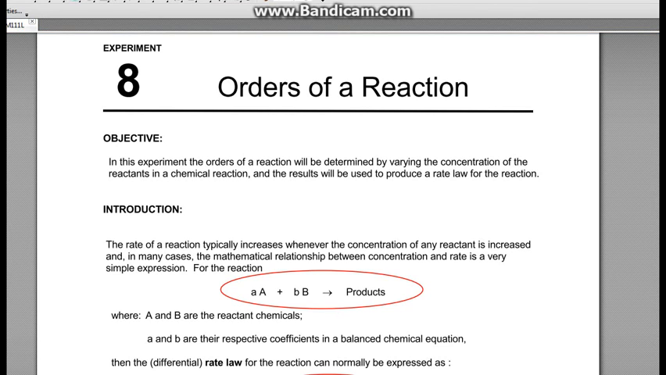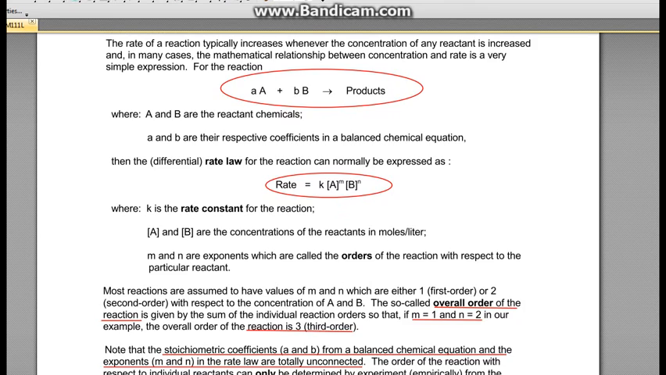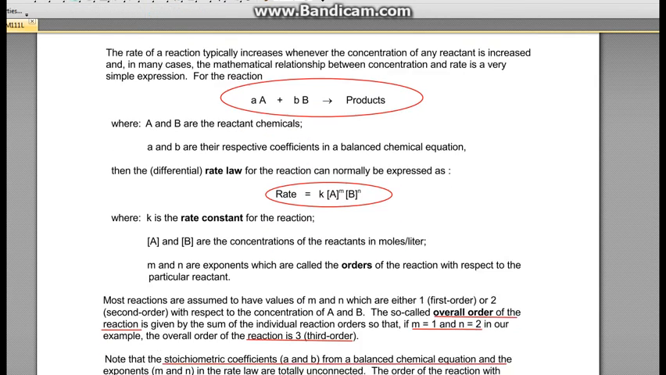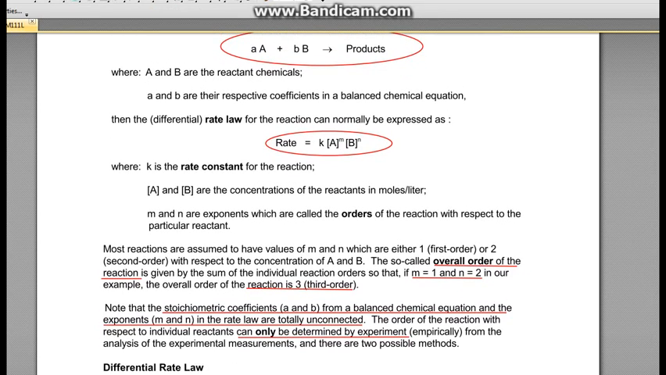Okay, so you need to understand that essentially the slower a reaction is, the longer that a reaction takes, the lower the rate will be. So in other words, the rate is inversely proportional to the amount of time that it takes for this reaction to come to completion.